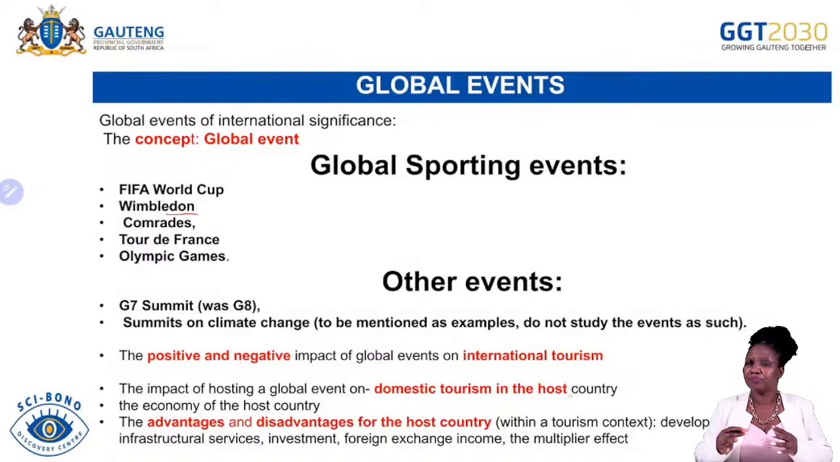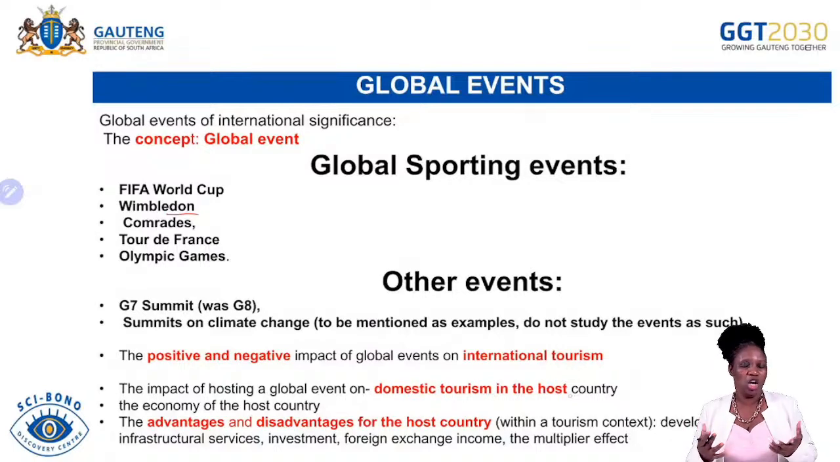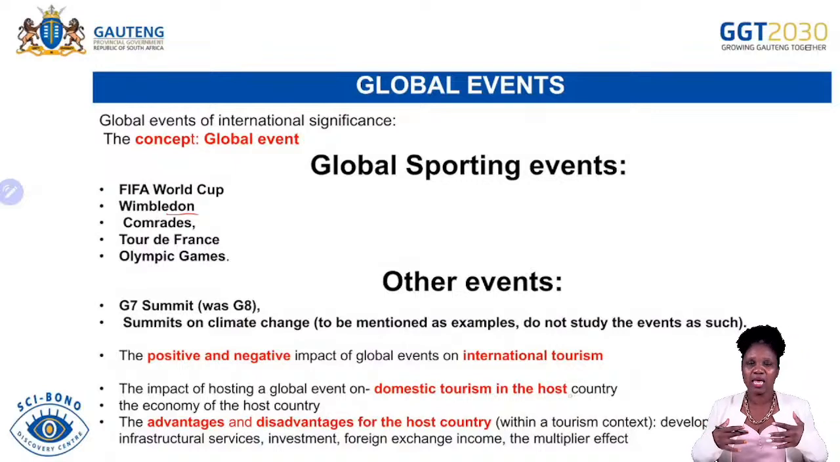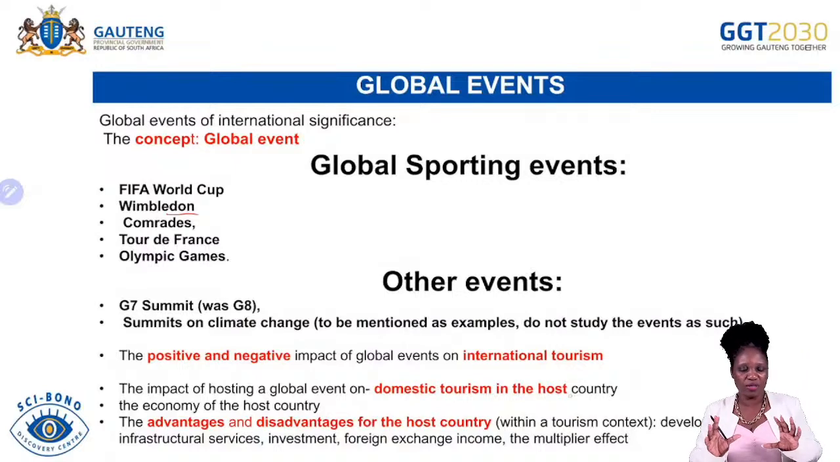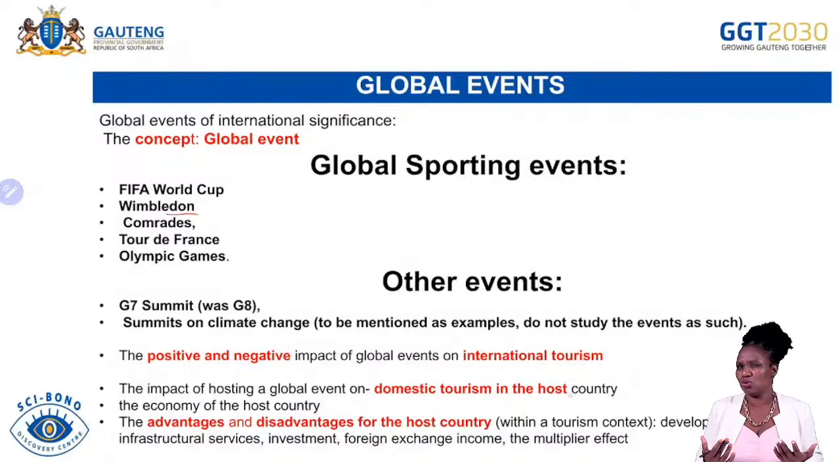All right. For example, when we are about to host a global event, what do we do? We prepare. We do a lot of work. We develop infrastructure, and then at times when bridges are being built, when the roads are being fixed, what will happen to domestic tourism? People won't be free to travel. Why? Because there will be a lot of things happening around.